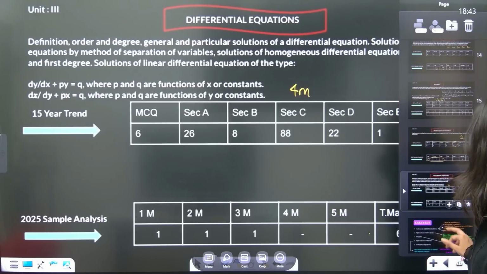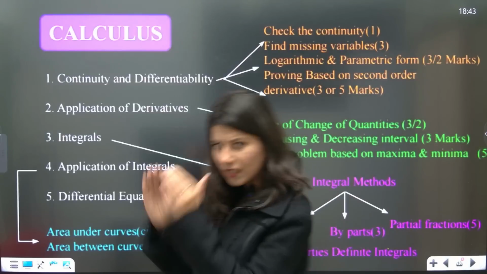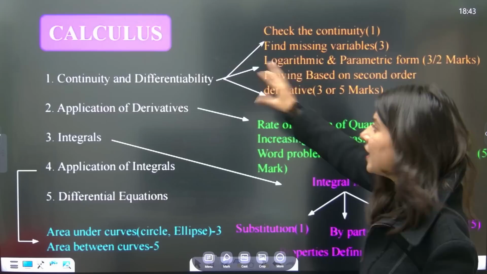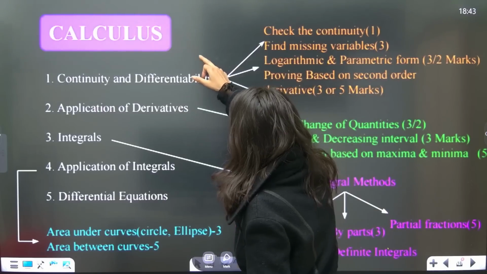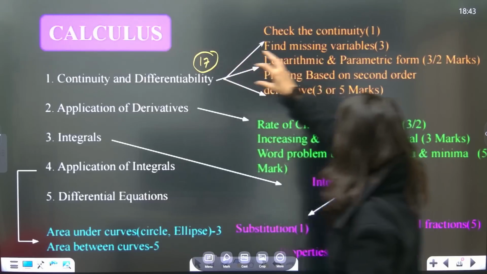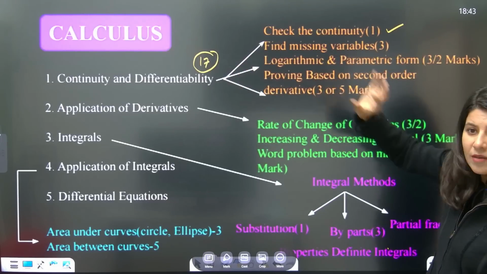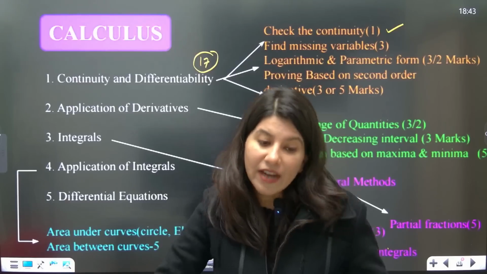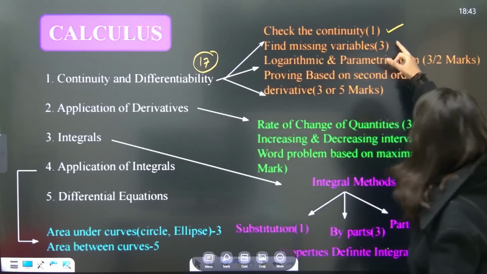Okay, so this is how it is. Now let me just brief about the conclusion of calculus, where to focus. First of all, continuity and differentiability are high ROI, 17 marks, definitely must do. Checking the continuity, 1 marker question you can expect. Missing variables, function is continuous, find the value of a and b, 3 marker question.